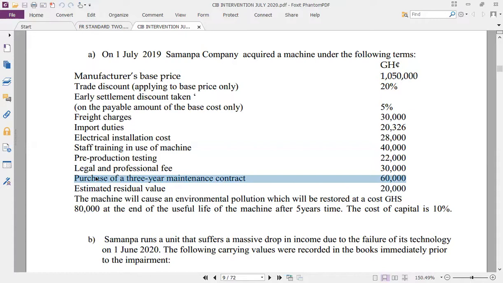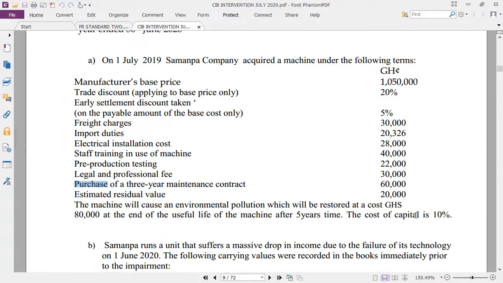Then the next one is: the machine will cause an environmental pollution, which will be restored at a cost of 80,000 at the end of the useful life of the machine after 5 years' time. The cost of capital is 10%. So this is what? Environmental pollution or decontamination. So we need to make a provision for it. So here, to get the cost of the machine, find the present value of the environmental pollution. That's the restoration of the environment to its safe condition. So the actual cost is 80,000. Cost of capital is 10%. At the end of year 5.